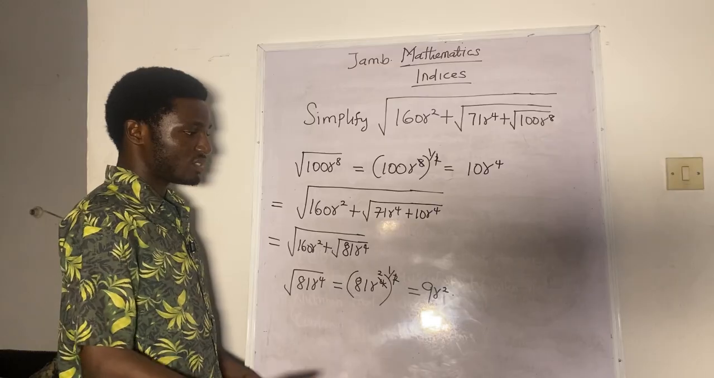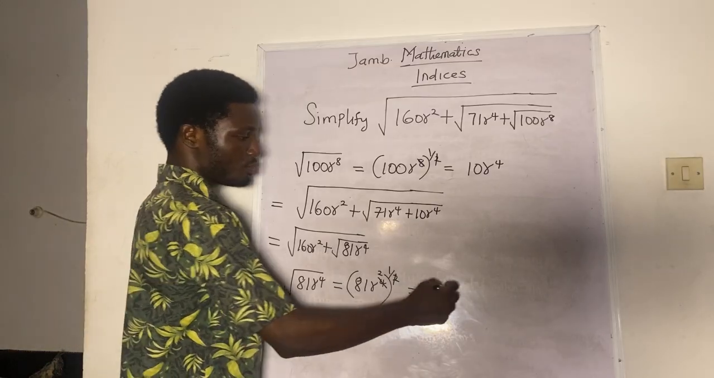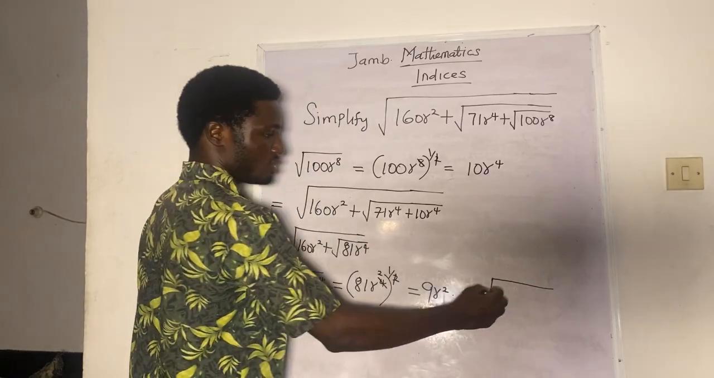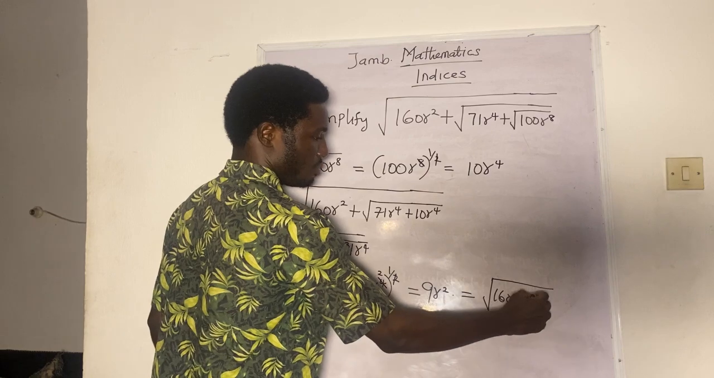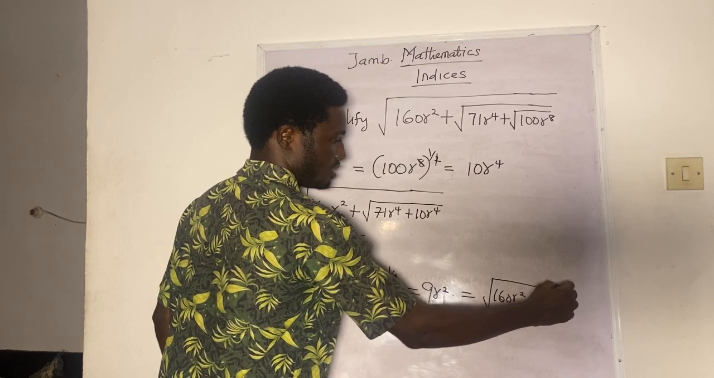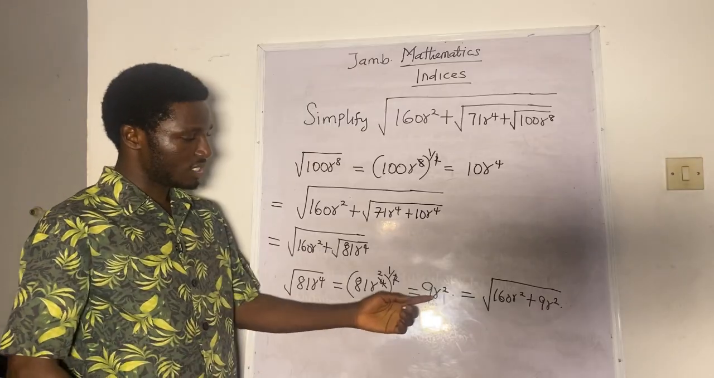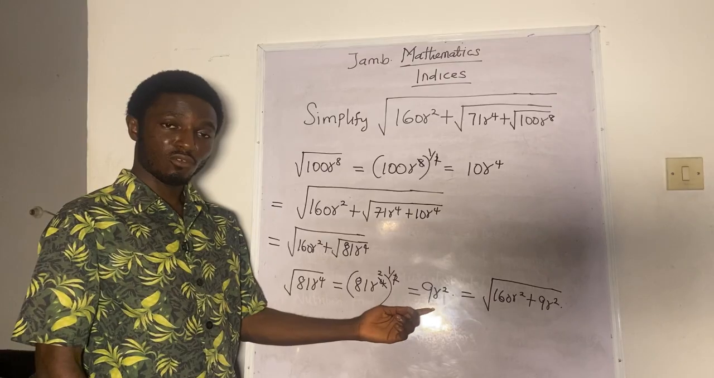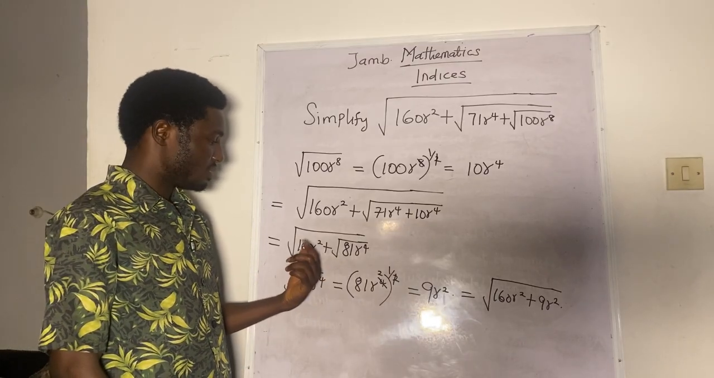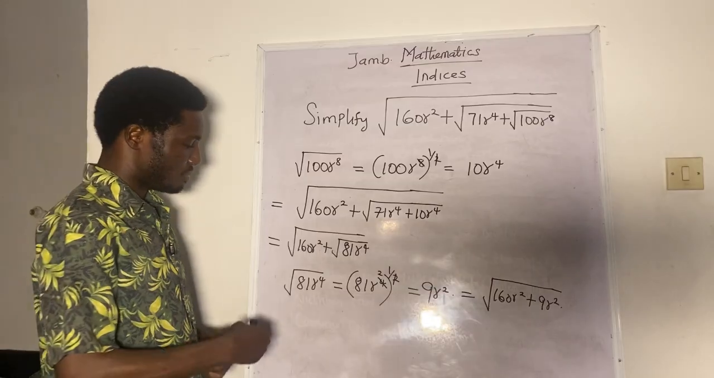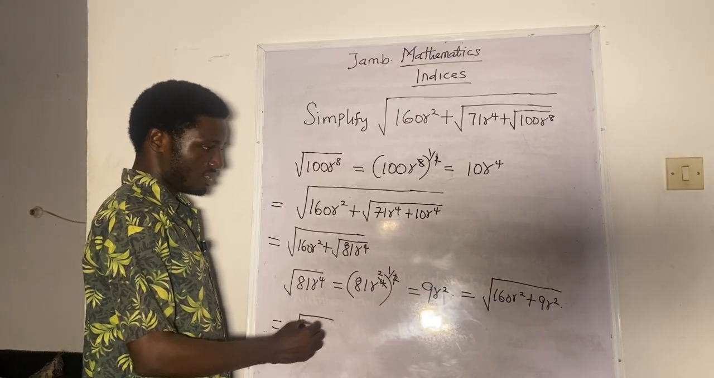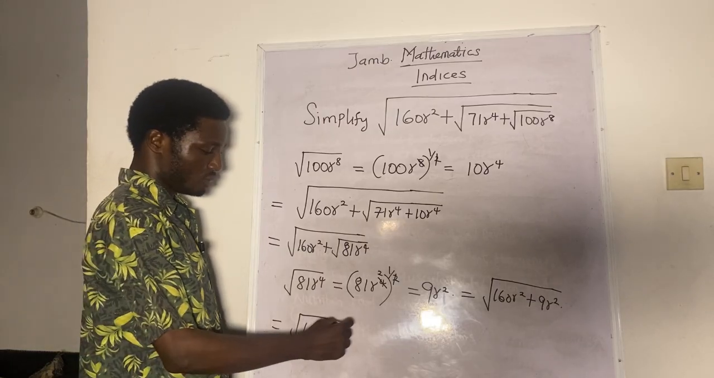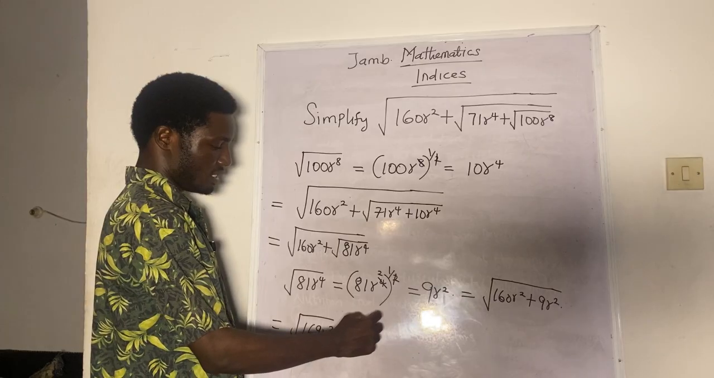Having gotten that, we can now see that this problem will look this way. We have the square root of 160r² plus 9r². You can see that we have the same r squared in both, so we can now add, and that becomes 169r².